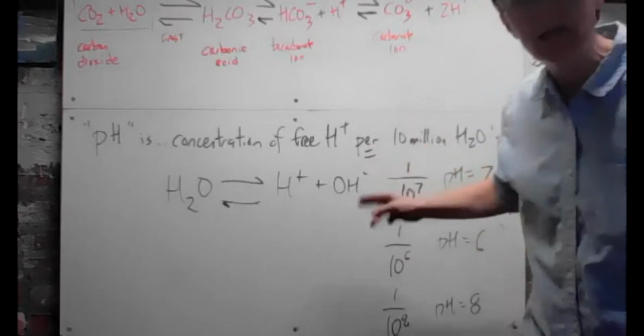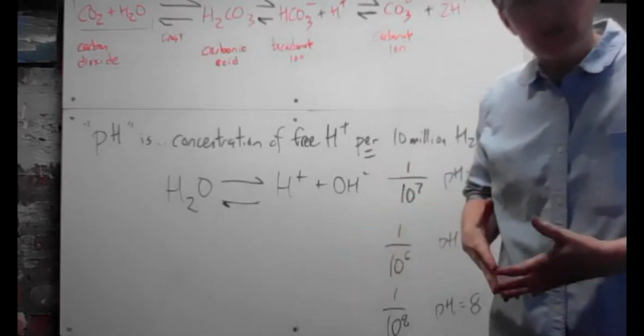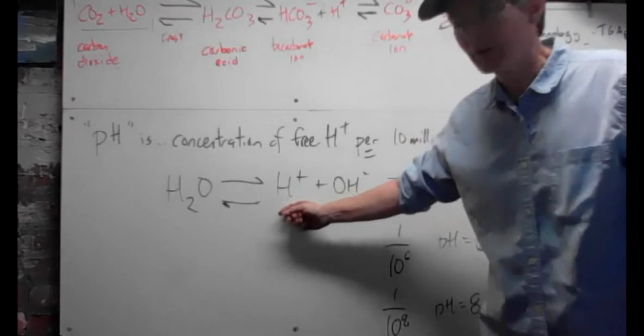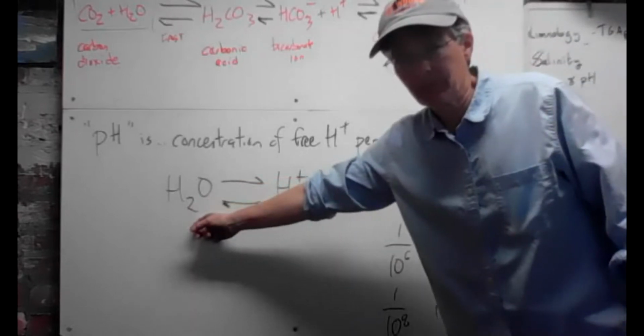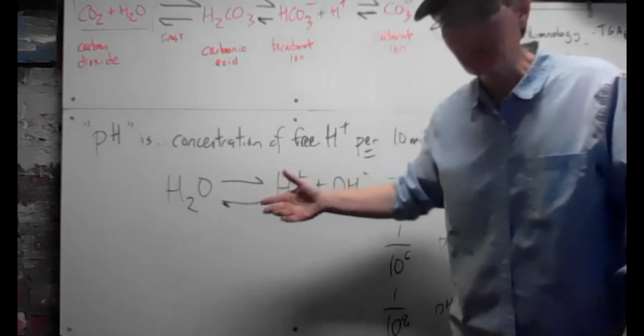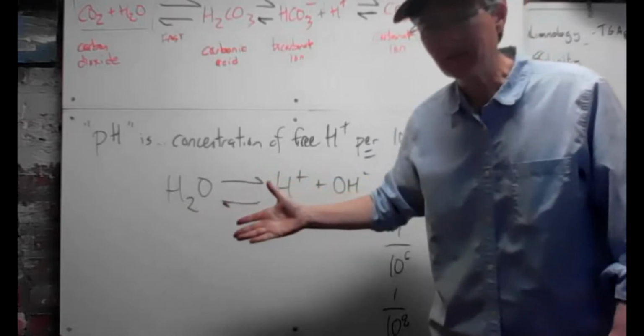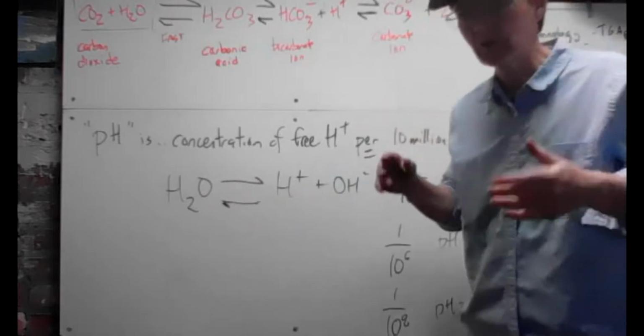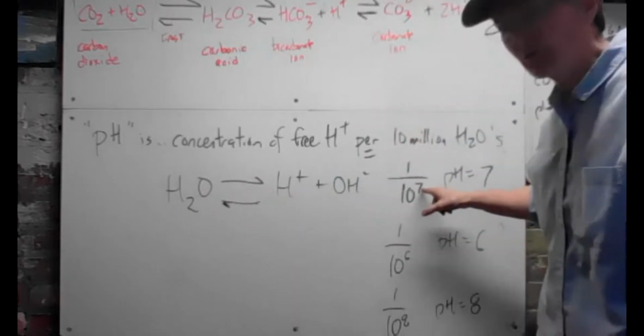Okay, so this is what pH is. pH is the ratio of free protons to water molecules. It's like parts per million, parts per billion, something like that. And the number, pH 7, pH 6, pH 8, whatever, the number is the exponent.